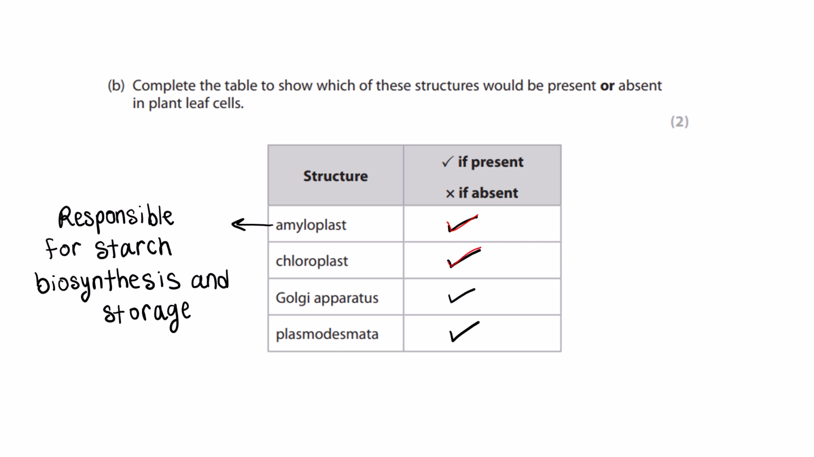The Golgi apparatus is used for modification, so it is also present in plant cells. Plasmodesmata is also useful for connections to transport mineral ions between different cells. Therefore, it is also in plant cells.